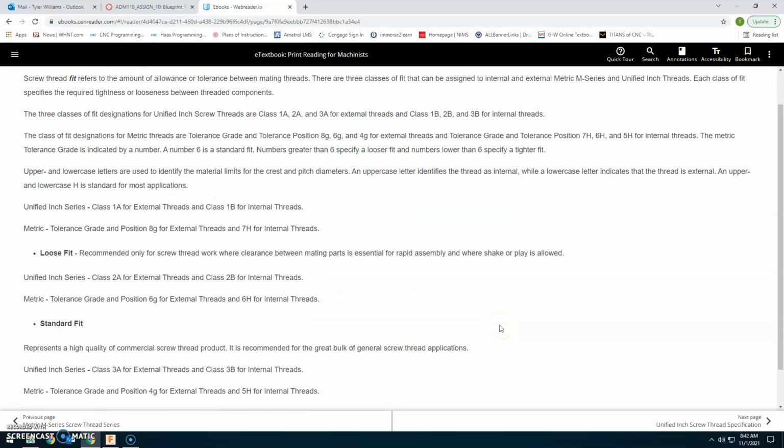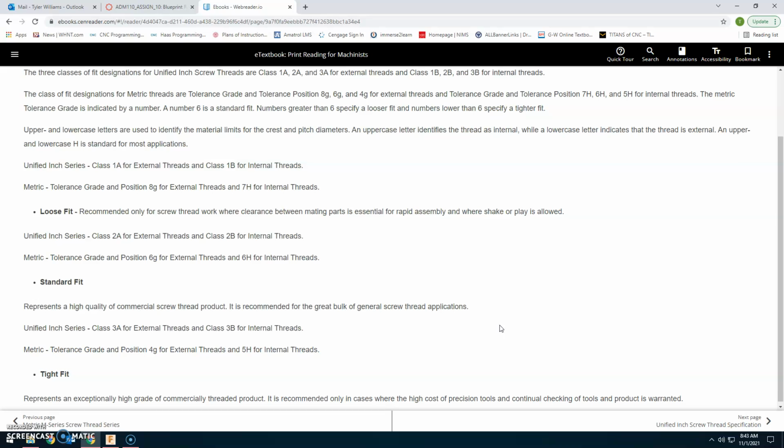So, your classes of fit. Screw thread fit refers to the amount of allowance and tolerance between mating threads. There are 3 classes of fit, and they can be assigned to internal and external M Series and unified inch threads. Each class of fit specifies the required tightness or looseness between threaded components. Designations for unified inch screw threads are class 1A, 2A, and 3A for external threads and 1B, 2B, and 3B for internal threads.